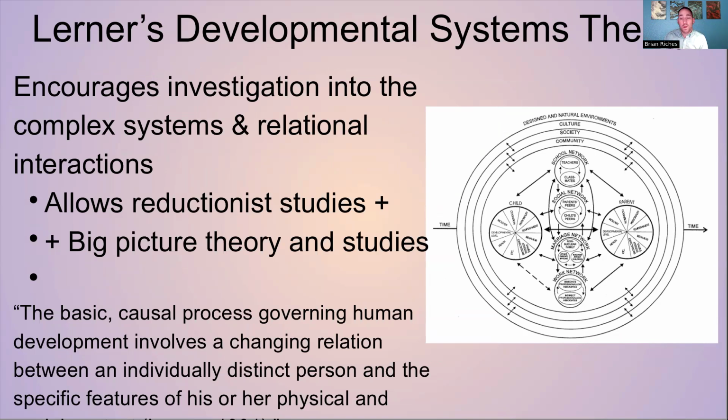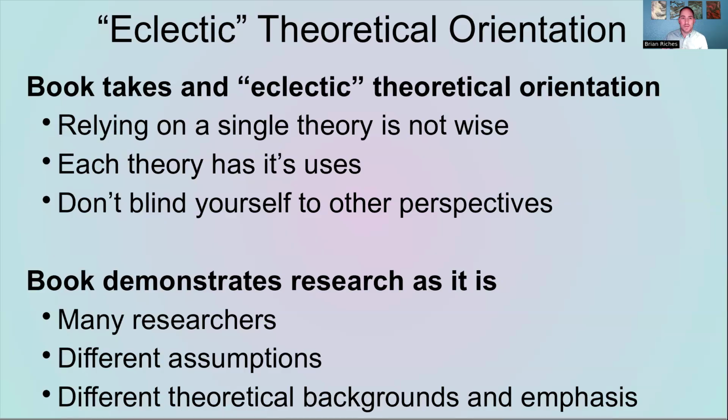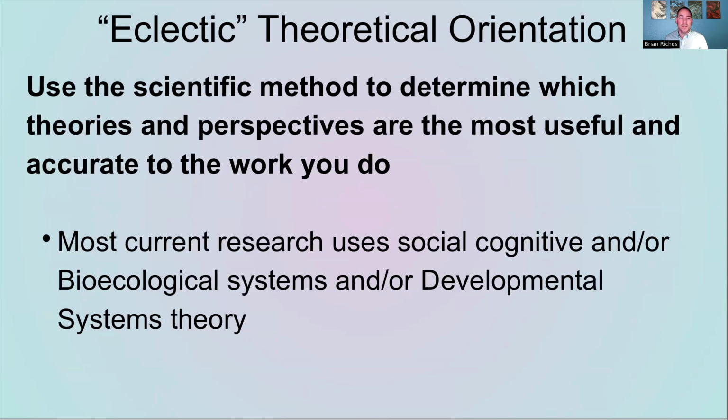That being said, as we're going through the book, it does take different approaches. Like it might talk about one study specifically from a behaviorist standpoint. It might talk about another specifically from a psychoanalytic standpoint. So relying on just one theory is not necessarily the best. Seeing a lot of them and how they've been used throughout the history of psychology is one thing that we'll get in this class as well. And the book demonstrates the research that happens from a lot of researchers. They have different assumptions, they come from different backgrounds. So most current research in development does use these bioecological systems theories and these developmental systems theories.